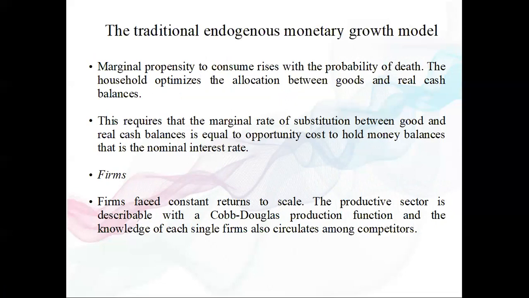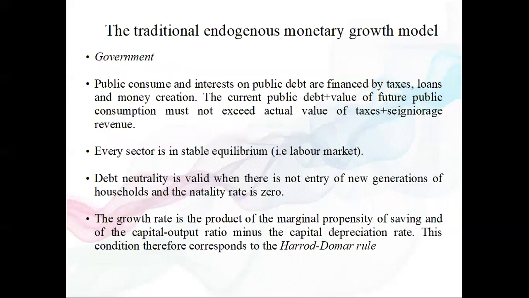The second sector is the one proposed by the firms. Firms face constant returns to scale. The productive sector is describable with a Cobb-Douglas production function, and the knowledge of each single firm is also kept secret among competitors. The third sector is the government.